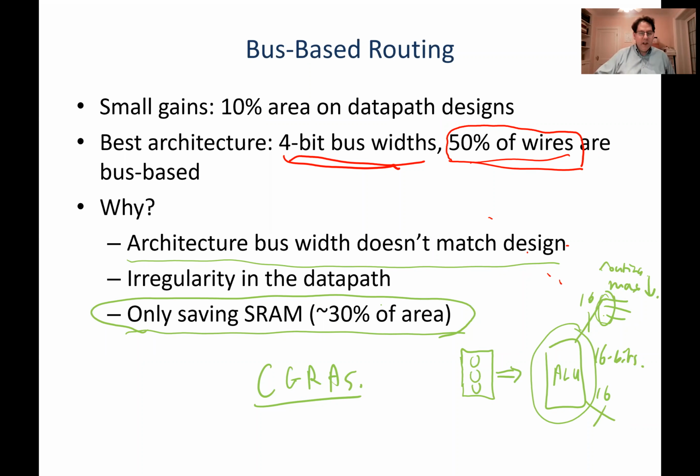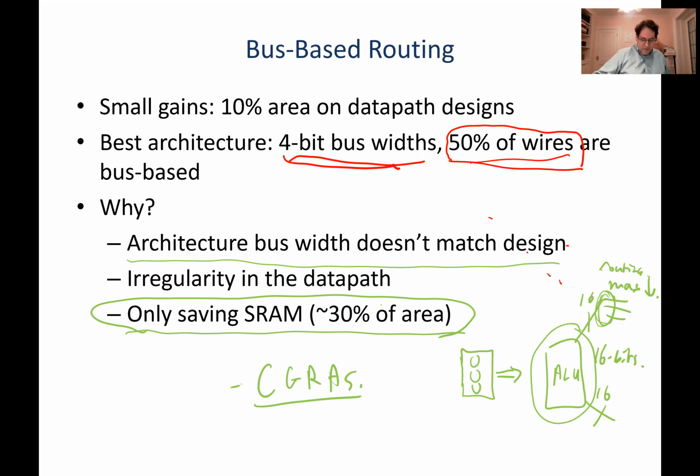Now to get the routing area down, we're going to use bus-based routing, but that's not going to save us enough routing area. So we also have to make our routing relatively inflexible. And so those choices kind of make sense. If you're going to go in this direction to a CGRA, it pushes you towards those choices.